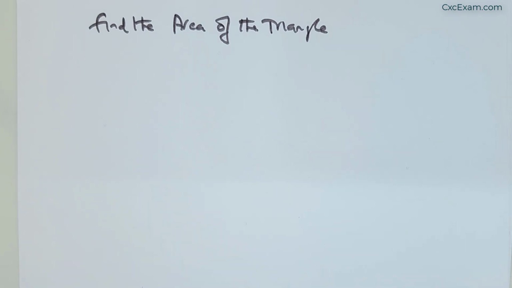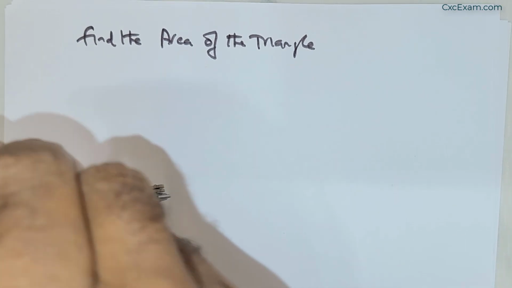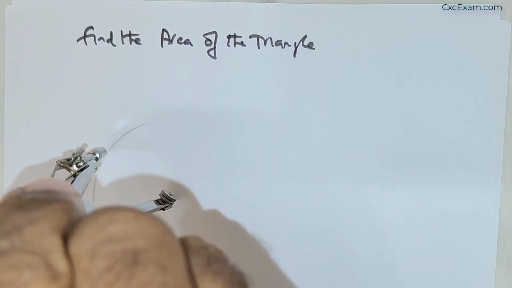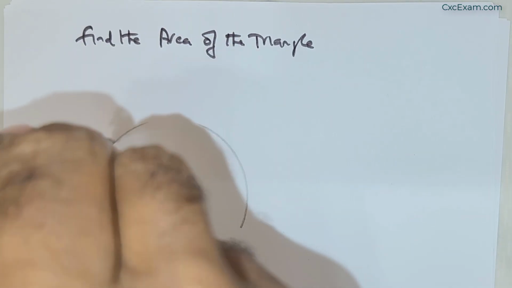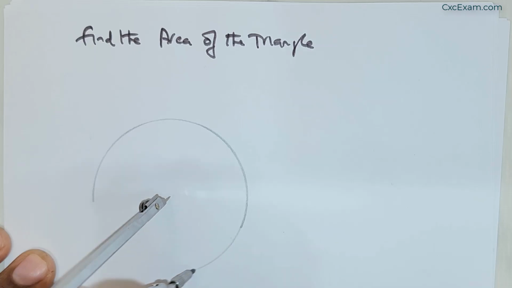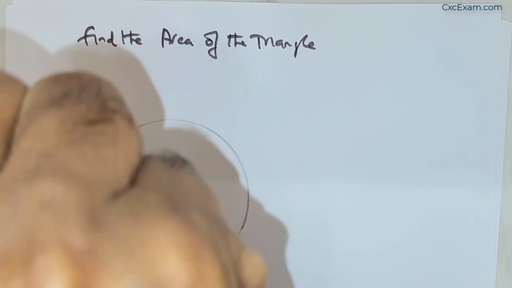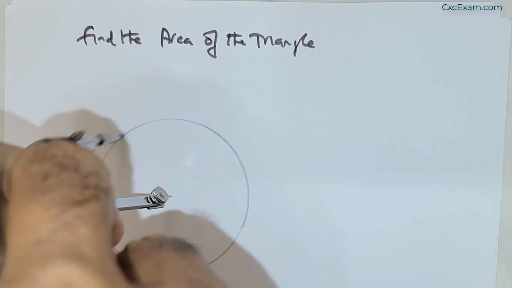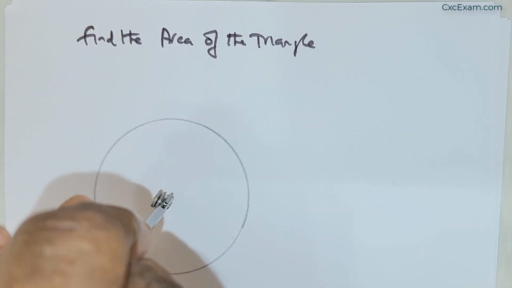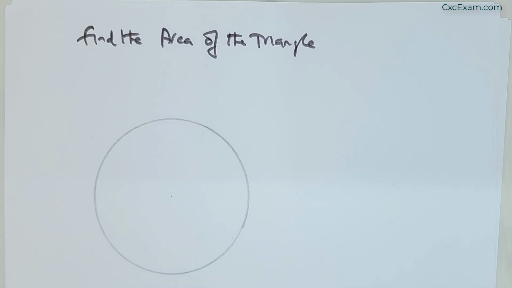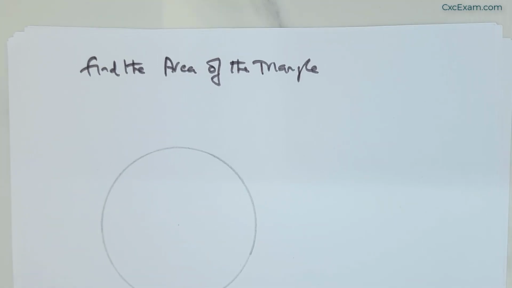Welcome everybody. We are given a circle. Okay, the circle is drawn. Fine. Now, inside the circle, we have a triangle.